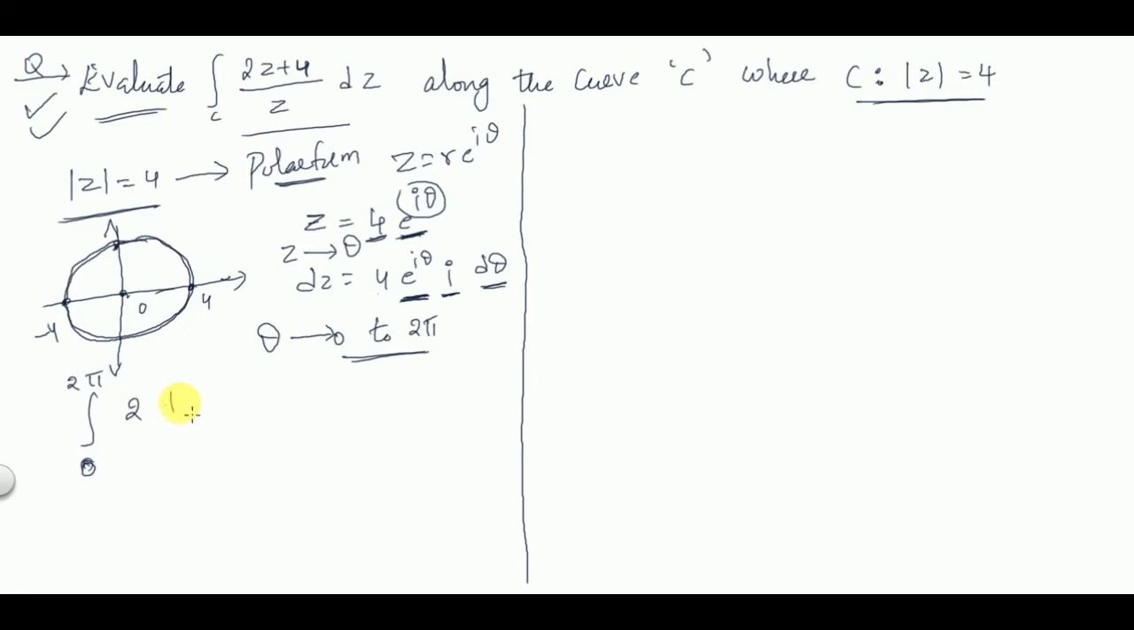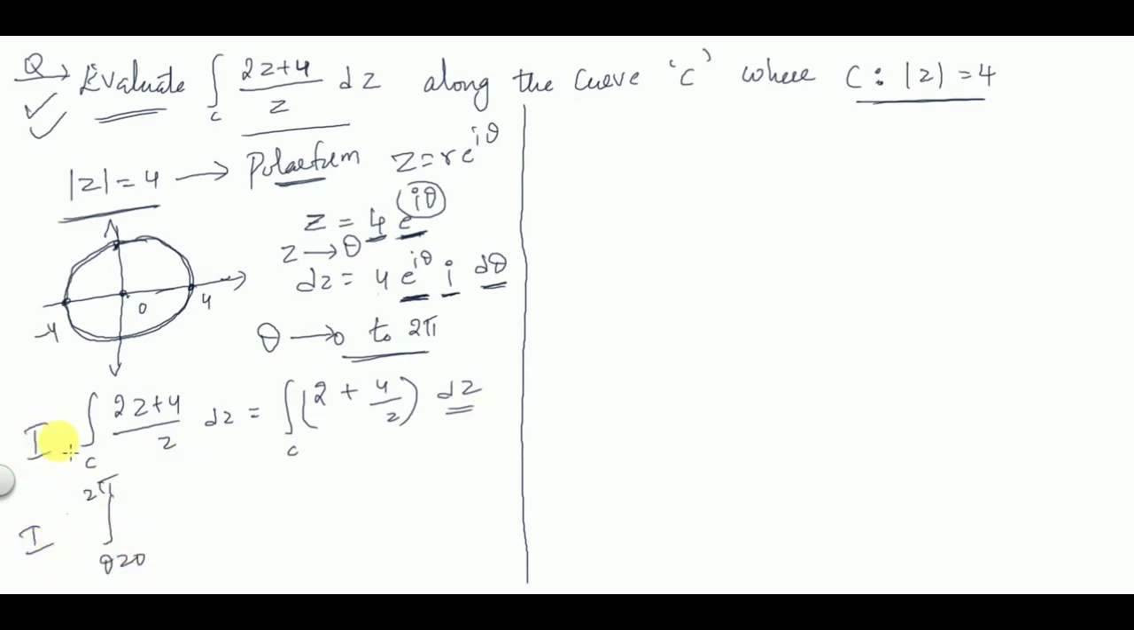So this can be written as 2 plus 4 by z. Of course, you cannot substitute this directly, so I'll take the same value. The integral over C of (2z plus 4) by z dz can be written as the integral over C of (2 plus 4 by z) dz. Now I am converting this z into theta, so theta is from 0 to 2π. This same integral I am converting in terms of theta.